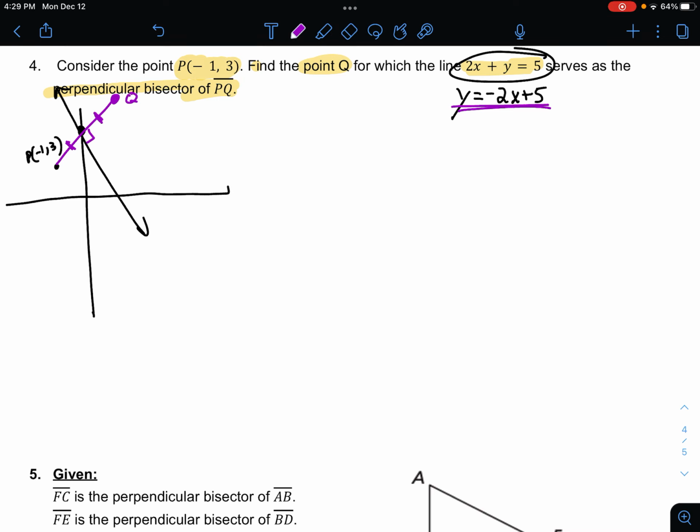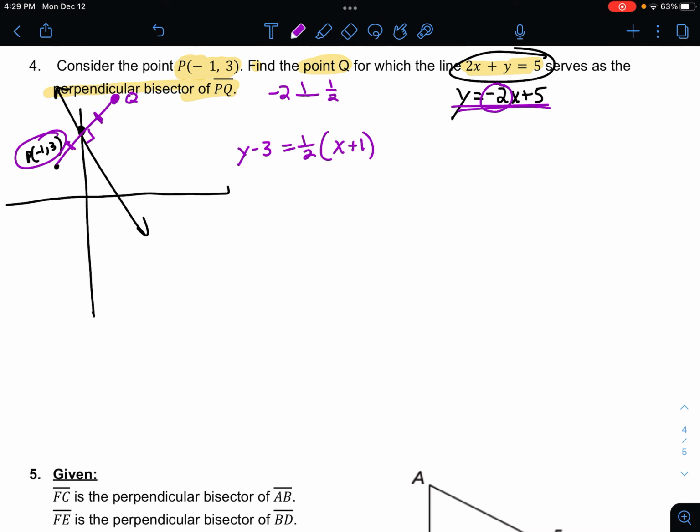So if I start, I can say y must be equal to, we're going to use this slope and take a perpendicular slope. So the perpendicular slope to negative 2 is 1/2. So y is equal to 1/2. I'm actually going to use my point-slope form. y minus 3 equals 1/2 (x minus negative 1), or plus 1. So that's the equation of this line, the whole line of PQ.